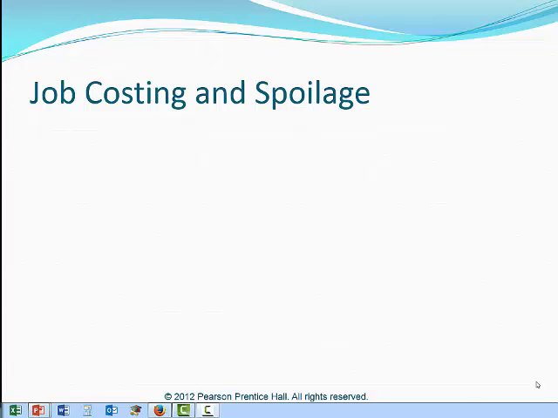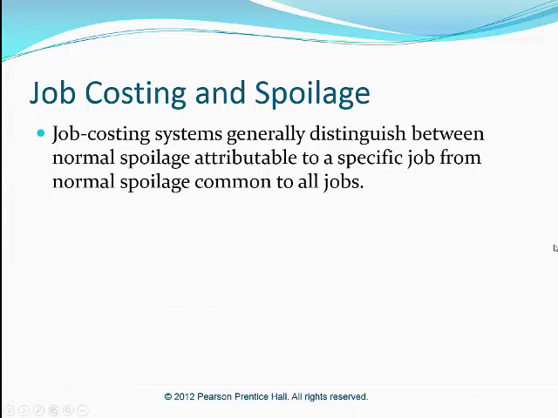Now let's talk for a few minutes about job costing and spoilage, as well as a few other items such as how do we go about accounting for scrap. In regards to our jobs, we may also have spoilage. We may have normal spoilage and we may have abnormal spoilage as it applies to job costing. Abnormal spoilage is treated as a period cost, as an expense of the period in which it occurs.